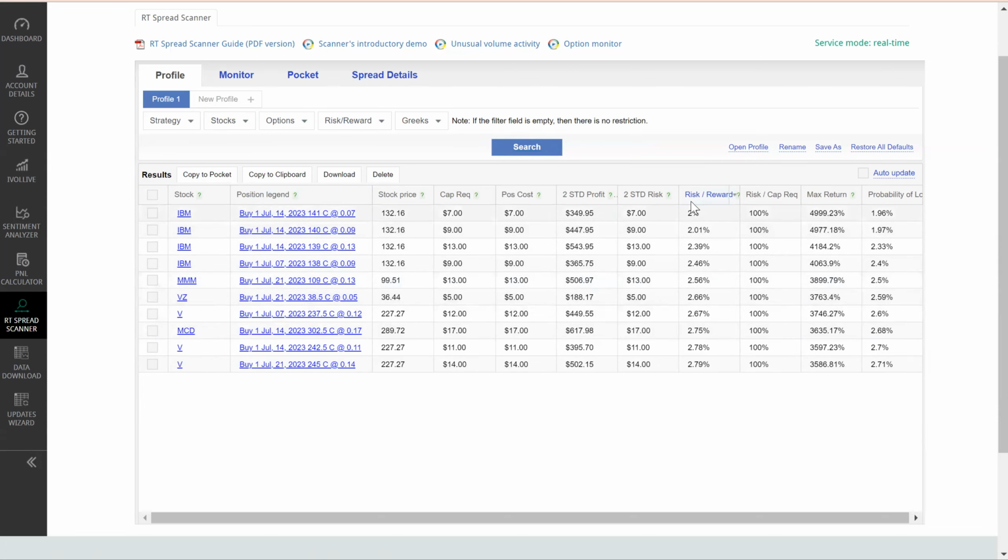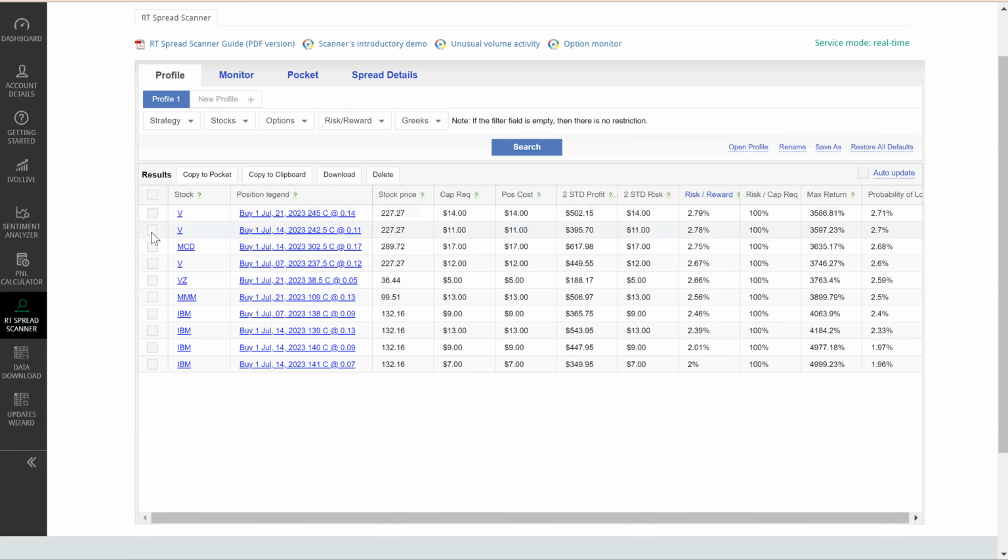And I could come here, I could look at the risk versus reward, which I think is important because when you're buying a call option, you're spending that whole premium up front. You could also do max potential return, 2 standard deviation risk. So this is going to be whatever it costs you to get into the play, right? So $14 because it's 14 cents times 100 position cost, and then the 2 standard deviation profit. So what this means is since we're buying this call, if Visa, which is the stock here, moves 2 standard deviations in our favor, so if it moves higher by 2 standard deviations, this is the max potential profit for this particular call option, right?